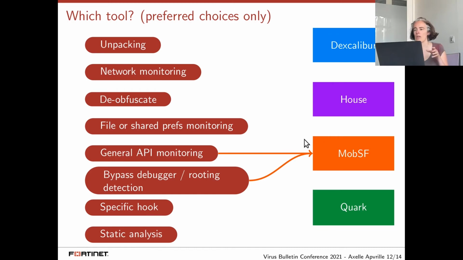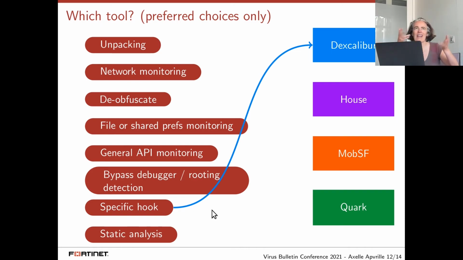Of course, you can do it again with Dexcalibur and House, but here it's kind of a little bit more immediate, right? If you want to hook a specific method, whatever, but something which is not standard so that you would have in all samples, well, I like Dexcalibur because you can just search in the sample for the method you want to hook and probe it on, and I find that really simple.